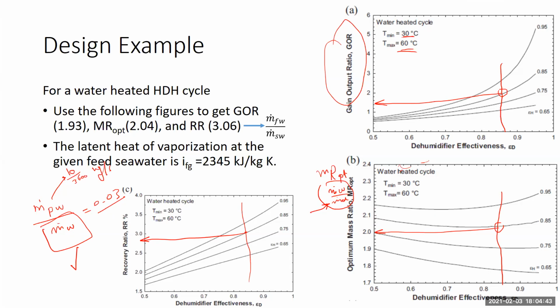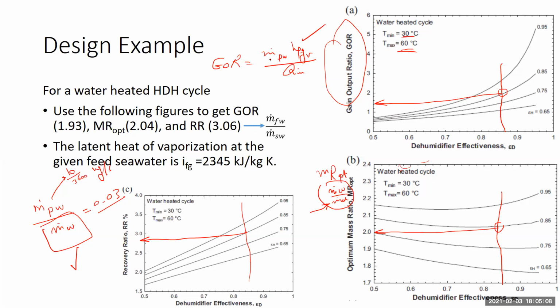Then I have m dot water, I have m dot air, and I have the GOR. And we know the GOR by definition is m dot pure water or product, or m dot D, into HFG of the vapor divided by Qn. HFG is a constant value. Say it's 2,300, for example.